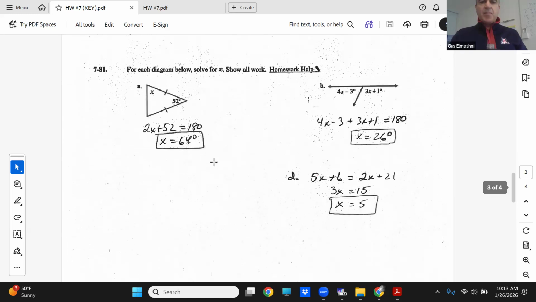Okay, lastly for this one here, obviously these two sides are the same, so that's also X. Whole thing adds to 180. This adds to 180.